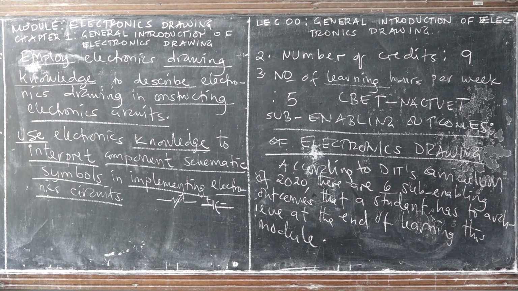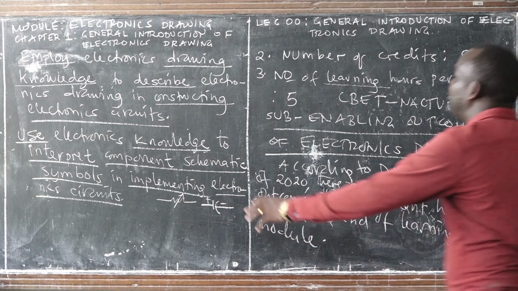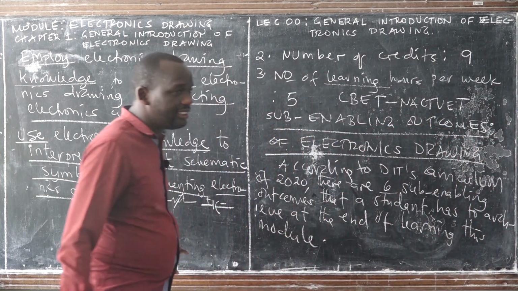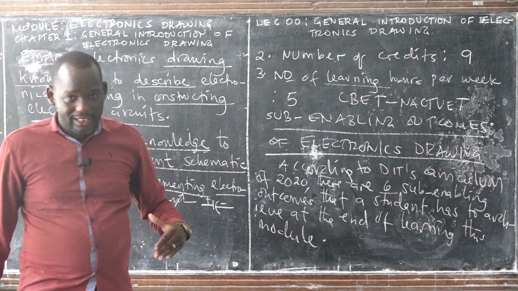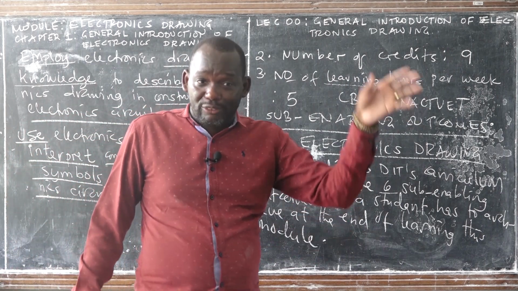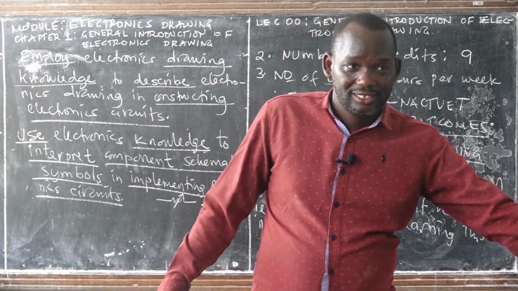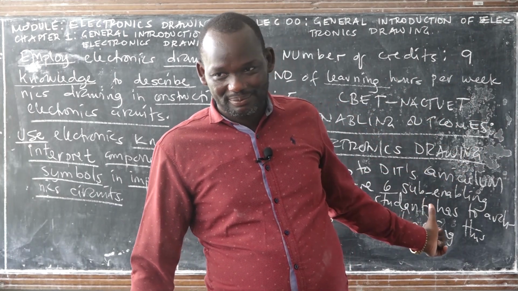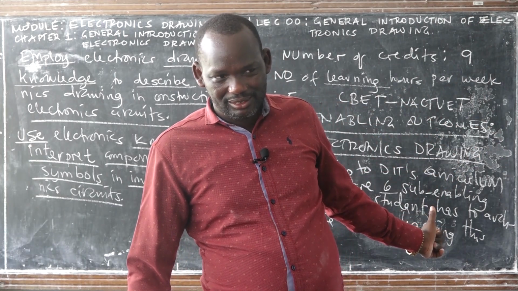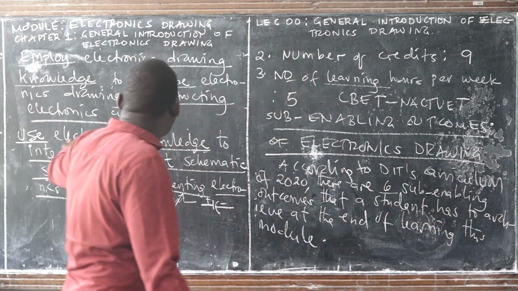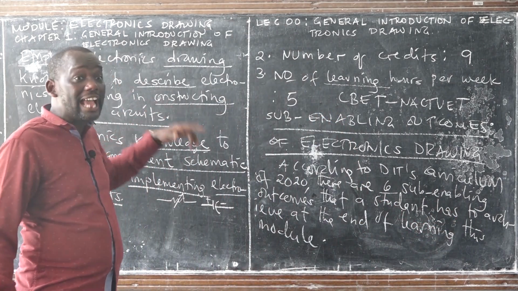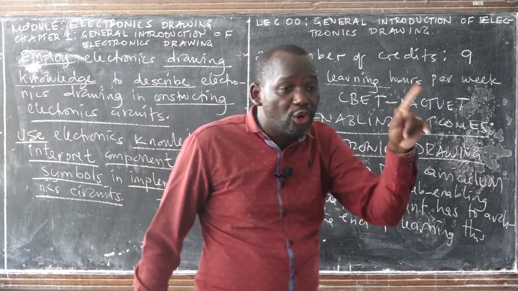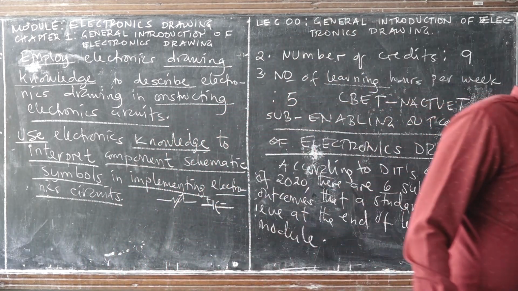Nasema hivi, ukiangalia hizi sub-enabling outcome mbili kwanza, zilivyoandikwa, zinatarajia wewe uwe na maarifa fulani ya electronics. Mimi nikufundishe namna ya kuitumia hiyo maarifa. Sawa? Mtu alikwambia kwamba employ electronics drawing knowledge. Maana yake unafahamu electronics drawing knowledge kwanza. Mimi nikufundishe how you employ it.